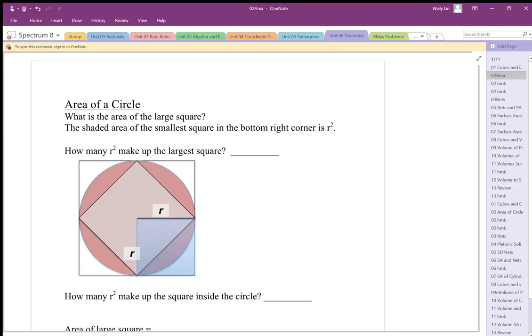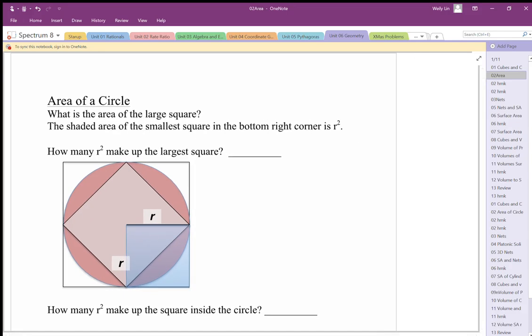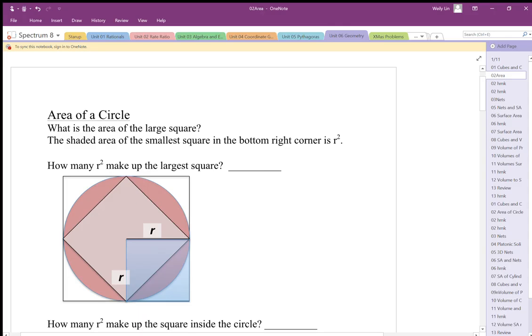So this lesson is on area, and we're going to first start by reviewing the area of a circle. We may have done this a little bit earlier in class, but we should maybe go over it again. We want to figure out how we get the formula for the area of a circle, because what's important to understand is area is measured in squares, but the circle is not a square. So how do we figure out how many squares fit into this circle?